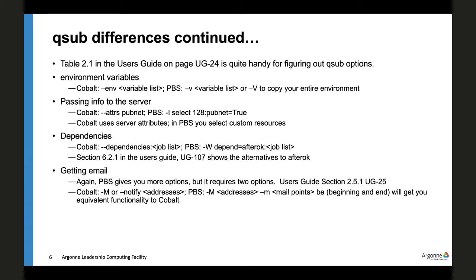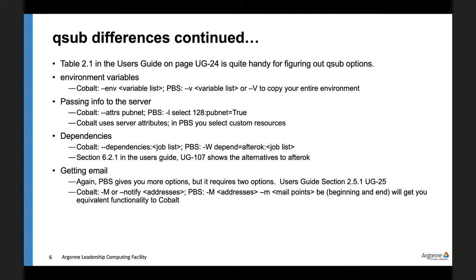Dependencies, again, were fairly similar. In Cobalt, it was minus dependencies and then a list of job IDs. In PBS, it's minus W depend equal. And then they have a lot more options for what the status of the job is. So for us in Cobalt, the only thing was that the job had to complete successfully. And the equivalent to that is after OK in PBS.